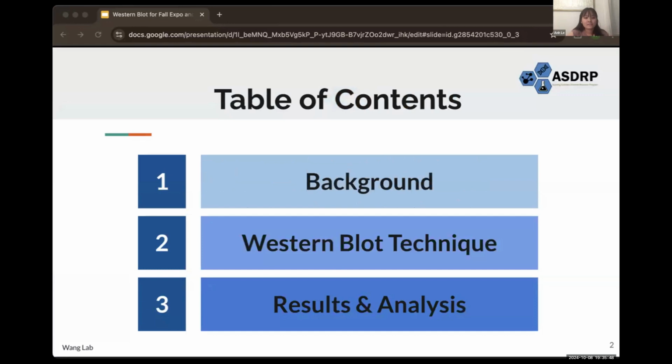Okay. And so this is just our agenda for what we're going to be going over for today. So first we're going to be going over some background, basically what a protein is and what a Western blot is. And then we're going to go deeper into the Western blot technique. So what's the procedure for a Western blot, the steps, and why people do Western blots. And then after that, we'll be going into results and analysis. So how do researchers analyze Western blots, and also what is our current progress on developing quantitative Western blot markers.